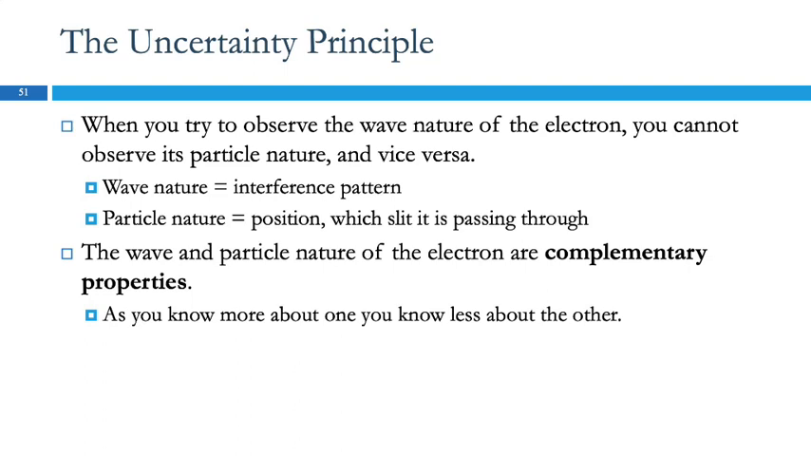So our evidence for electrons is the wave nature is demonstrated by their interference pattern. The particle nature would be demonstrated by the position, which slit the electron is going through. Because if it's behaving as a particle, it has to go through one slit or the other. A particle cannot go through both slits at the same time. So these are said to be complementary properties. The more you know about one, the less you know about the other.